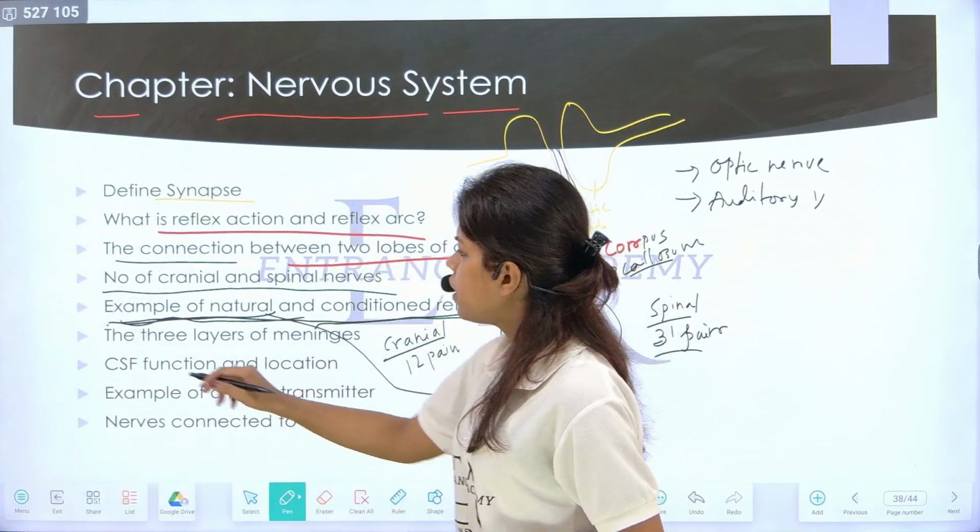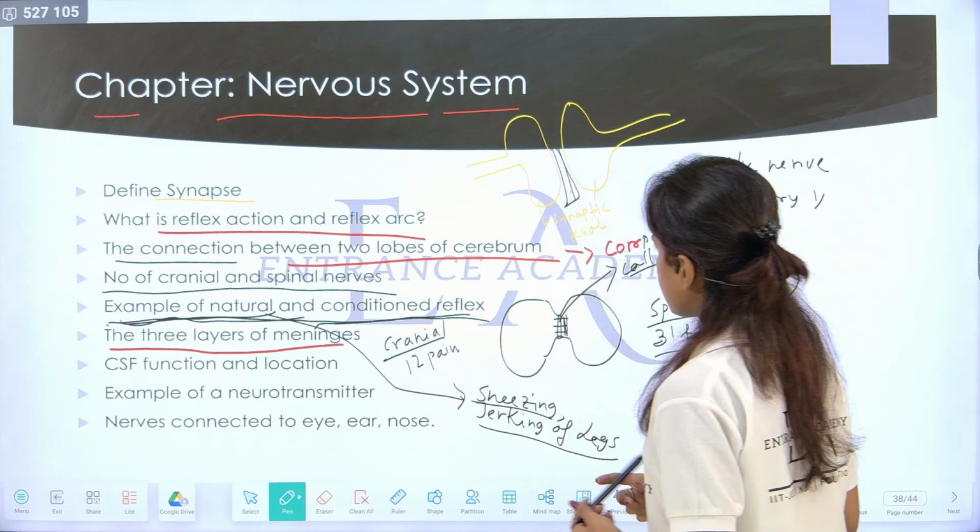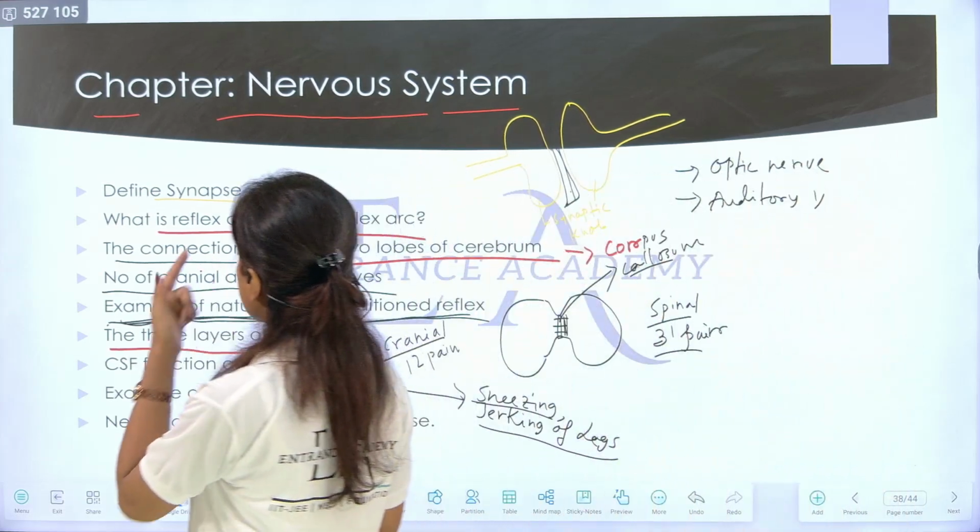Next question, the three layers of meninges. Meninges is the covering of the human brain.